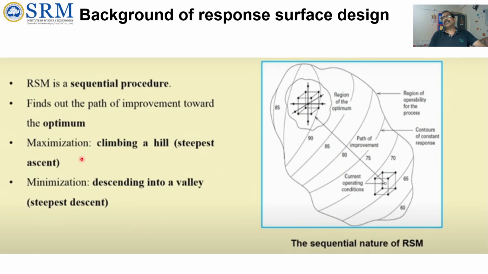What is maximizing? It's all about responses. What kind of responses do we want to optimize? Again and again I am telling the same thing. If it is hardness, we need to increase. If it is productivity, we need to increase. If it is efficiency, we need to increase. So it depends on the parameter. We have to decide whether we need to go for maximizing or minimizing.